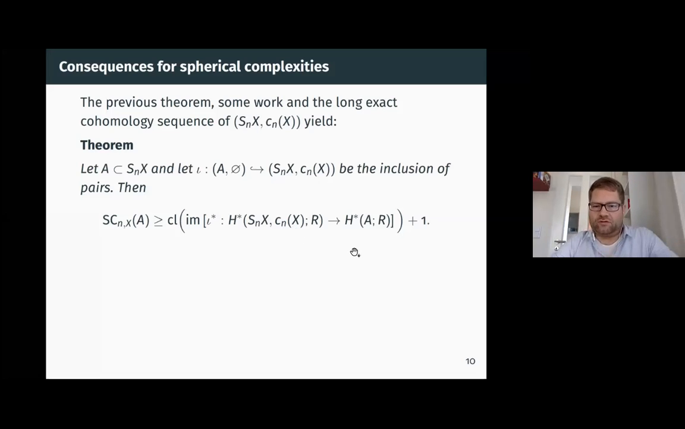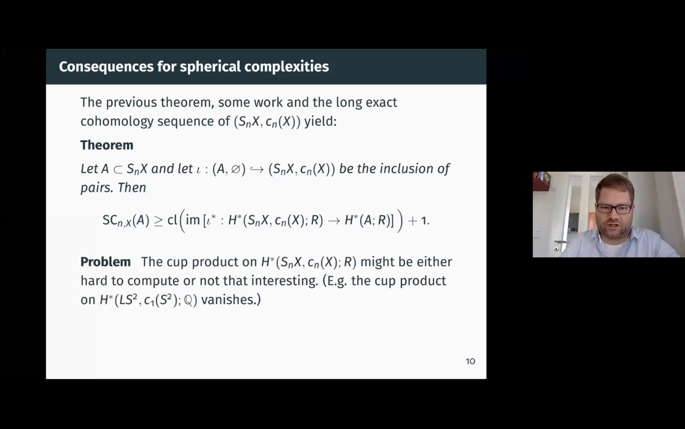Keep in mind that the main example we are studying is where A is a sublevel set of a function. So we're studying cohomology classes that appear in sublevel sets of a function. This is always a very intricate question, at which sublevel a cohomology class starts becoming visible. This is also a quite natural question appearing in topological methods in variational calculus. The problem, of course, is that the cup product might not be that interesting or hard to compute, since we are dealing with a sphere space and we might have issues with this. Or it might be just useless, as it turns out.